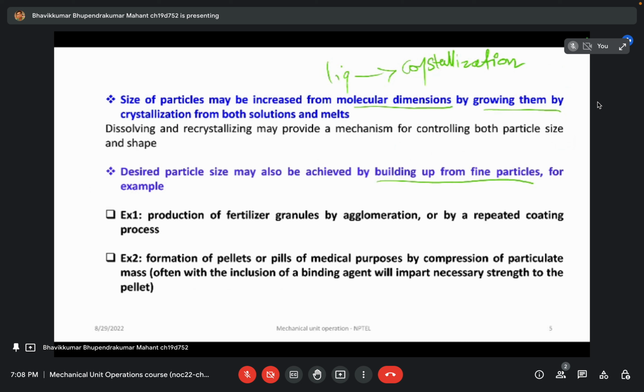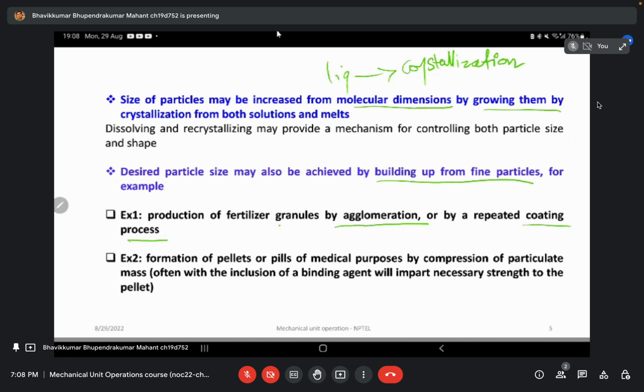The first method of getting the desired particle size is production of fertilizer granules by agglomeration or by a repeated coating process. So sometimes we use the repeated coating as well as the agglomeration process in order to go for the size enlargement in fertilizers majorly.